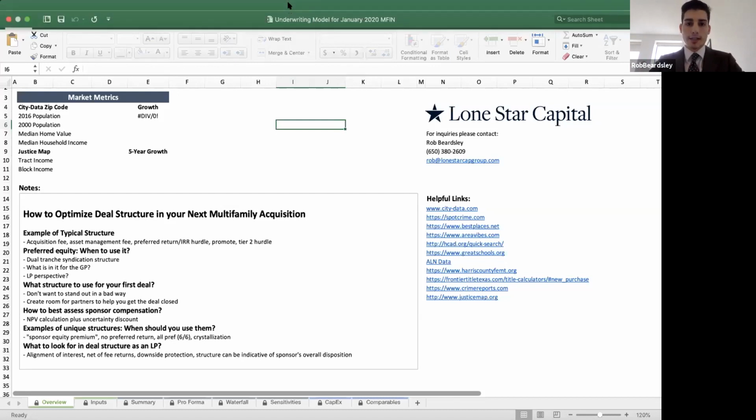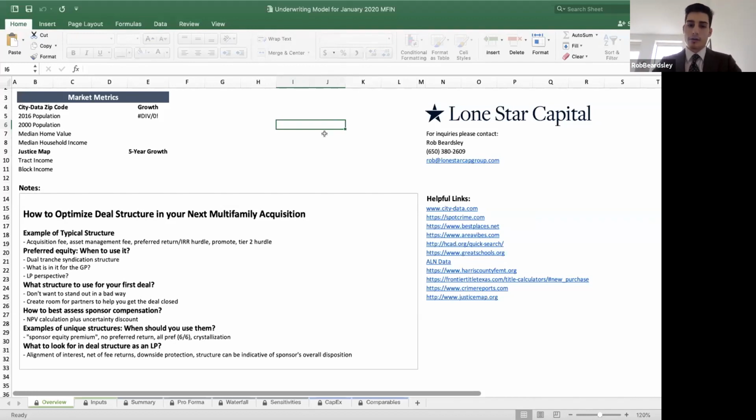So next, let's talk about IRR hurdle. So preferred return and IRR hurdle are very similar. They could be the same number, 8%, but now it's a hurdle based on internal rate of return, which in order to hit an 8% IRR, for example, you would need to have a return of capital 100%.